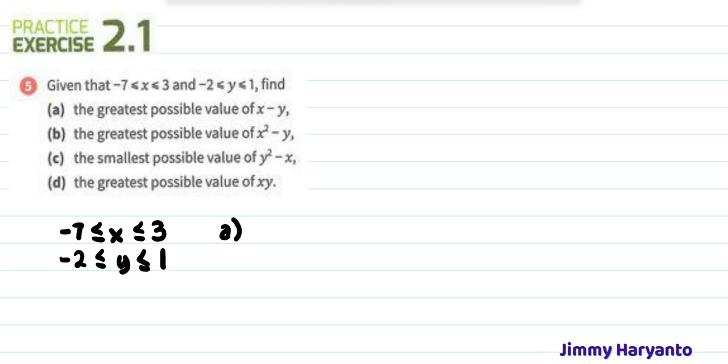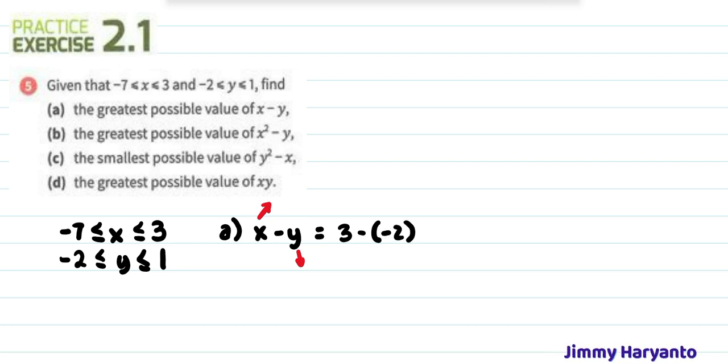Okay, for question A, the question wants you to find the greatest possible value of x minus y. That means the x has to be the largest and the y has to be the smallest. Yeah, the largest value of x is 3. The smallest value of y is negative 2. That means the result is 5.